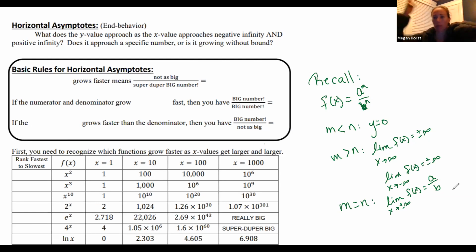So let's kind of think about the big picture real quick. And this is going to involve a lot of what we did over here.